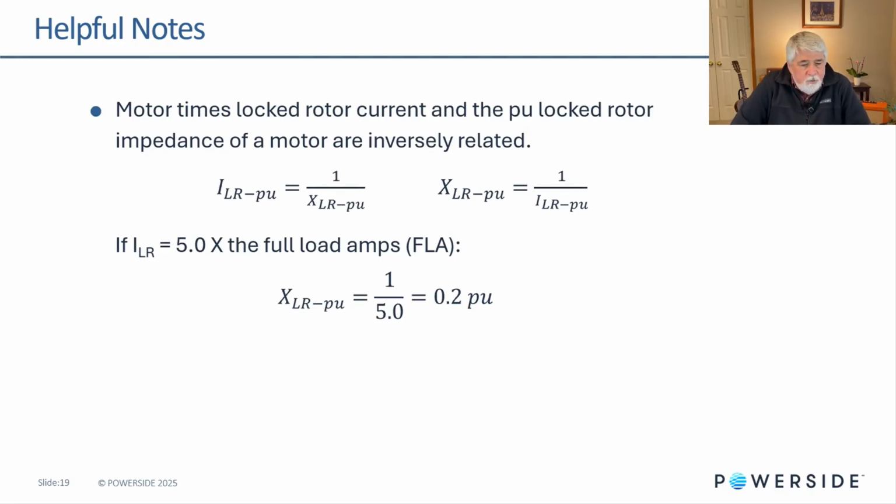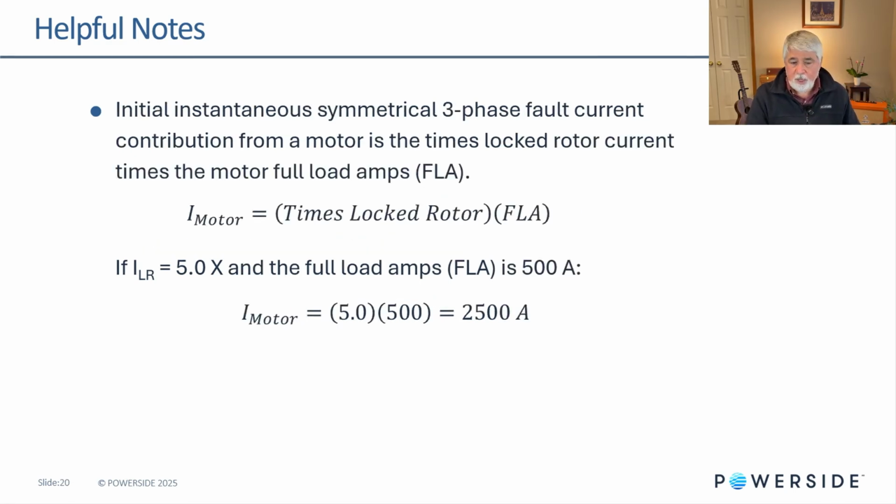Okay, let's start with the first one. Motor times locked rotor current and the per unit locked rotor impedance of a motor are inversely related, and you can see that here with the equation. For example, if the times locked rotor current is 5 times the full load rated amps of a motor, then the locked rotor impedance is 1 over that value of 5. So X locked rotor would be 0.2 per unit.